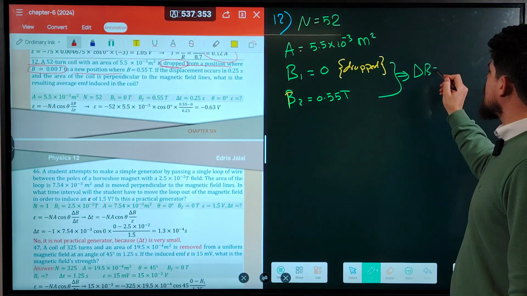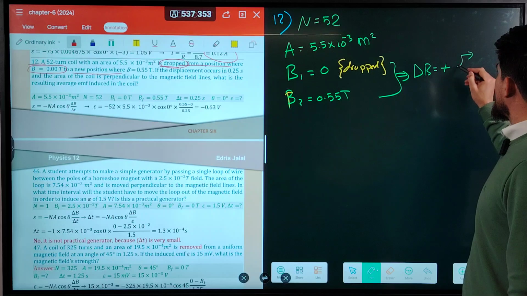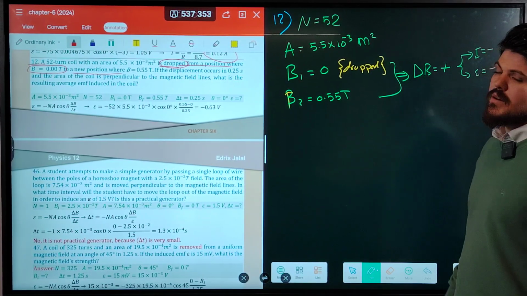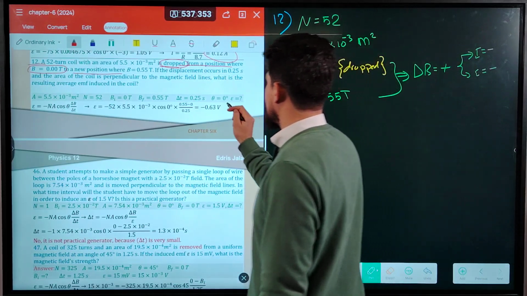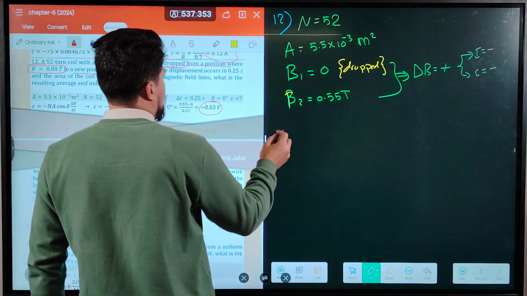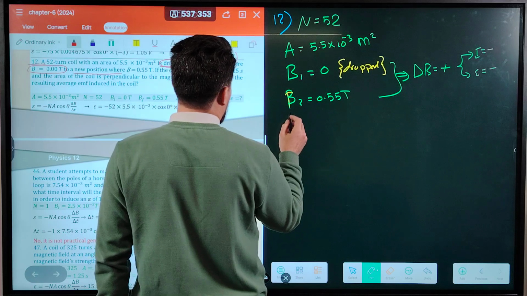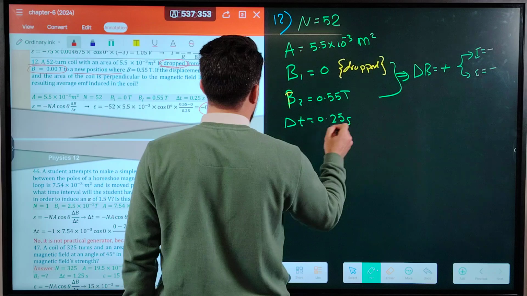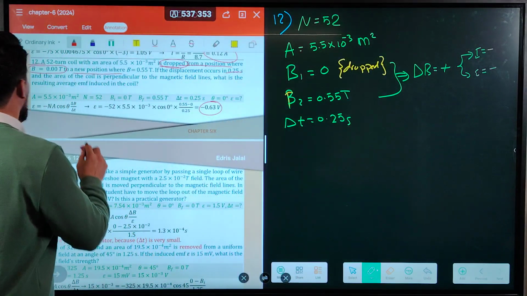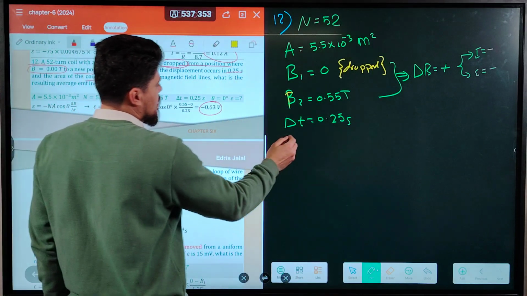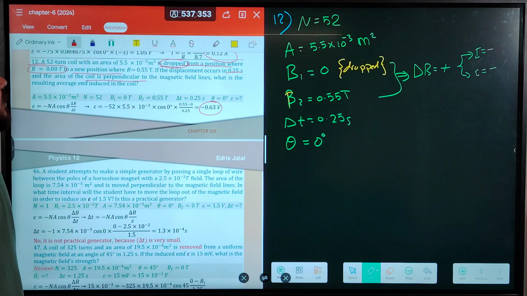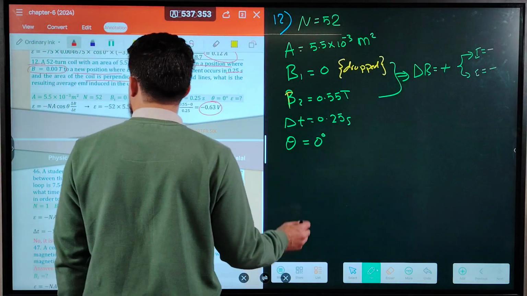If delta B increased, delta B becomes what? Positive. How about induced current and EMF? Negative. EMF and induced current becomes negative. Look, negative. In how many seconds will this process occur? It occurred in 0.25 seconds. In how many seconds? 0.25 seconds. And the area of the coil is perpendicular, angle 0. The plane of the coil is the same thing, okay? What is the resulting average EMF induced in the coil?